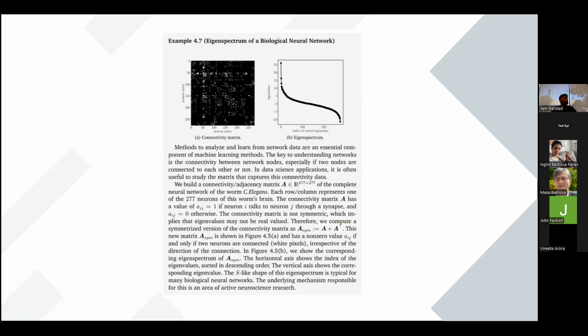Yeah, so how I understand it is there's a value of 1 if neuron I talks to neuron J through a synapse, and 0 otherwise. Right, then the eigenspectrum has a value associated with each eigenvector. Yeah, it doesn't show the eigenspace here. It just shows the eigenvalues.